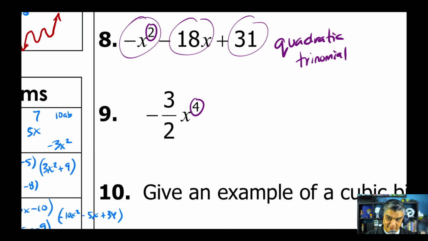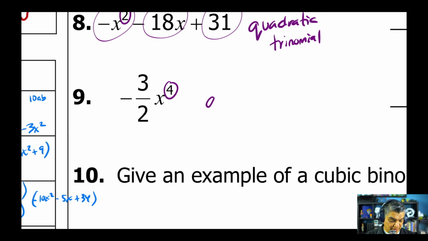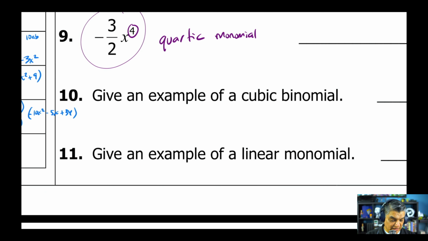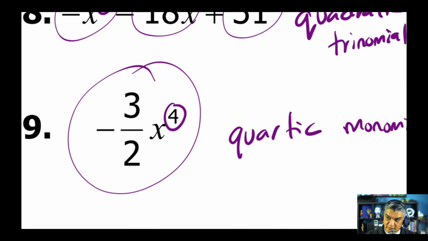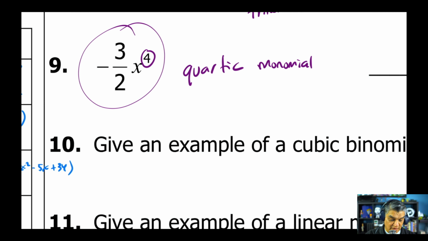All right, number 9, fourth power. Those of you like, I forgot what that was, just go over here. Quartic. That's a quartic. And there's only one term. There's no plus or minus anything. It's only one term. Quartic monomial. And now 10 and 11 is where you do this higher thinking, right? Yes, it's quartic. It's to the fourth power. Right? Monomial. Quadratic would be to the second power.